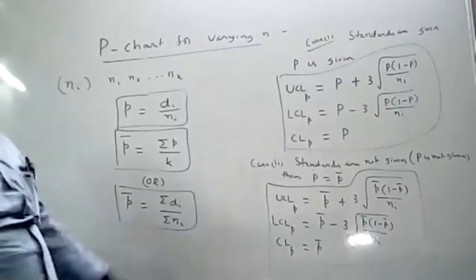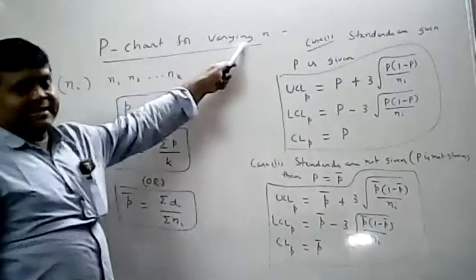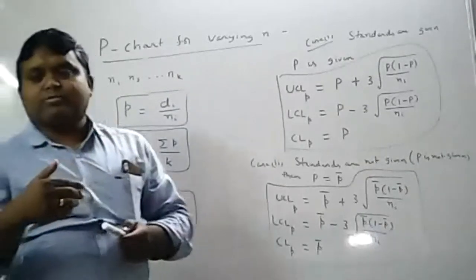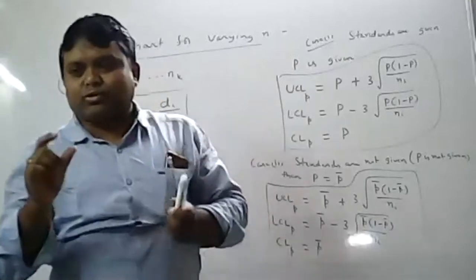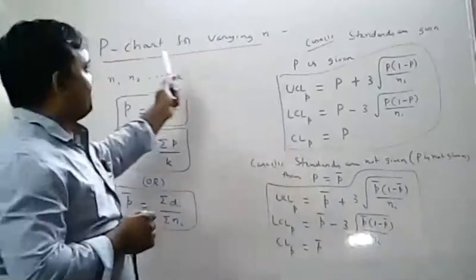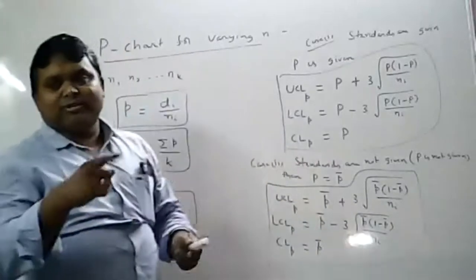So, P chart for varying n. In the name itself, it is a varying n. That means n values will change. In the previous problems we have discussed, the n value is fixed: 2250, 2000, n value is fixed. Now in this particular procedure, P chart for varying n means n values will be varying.